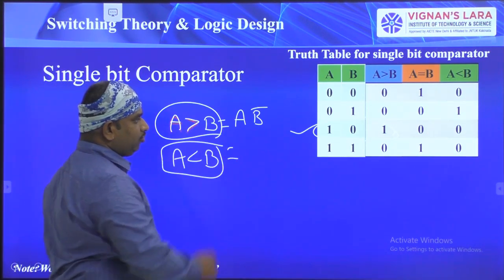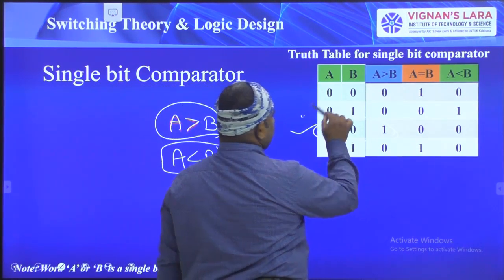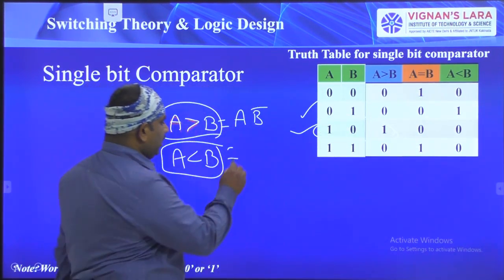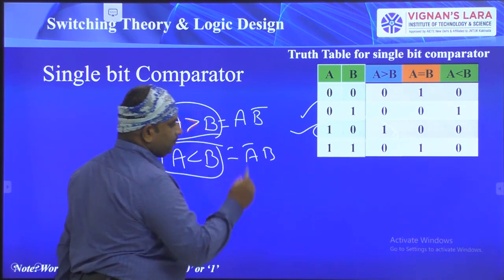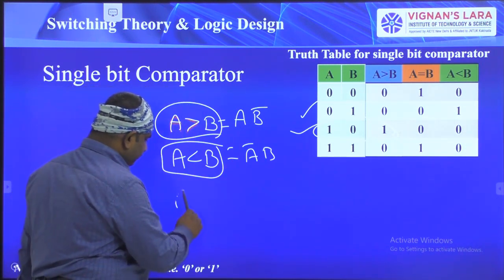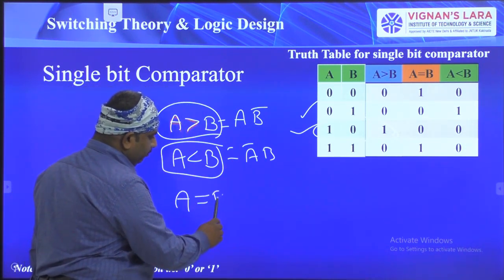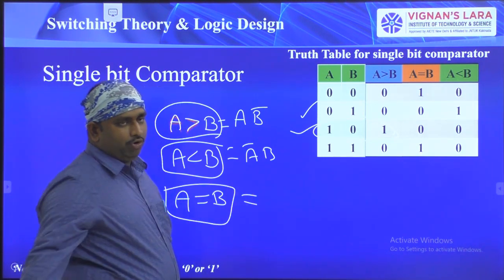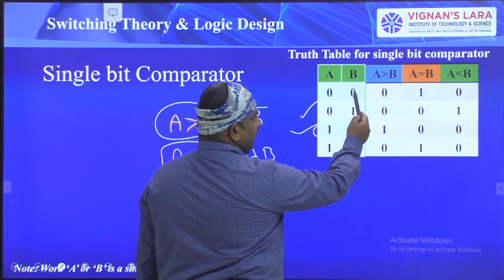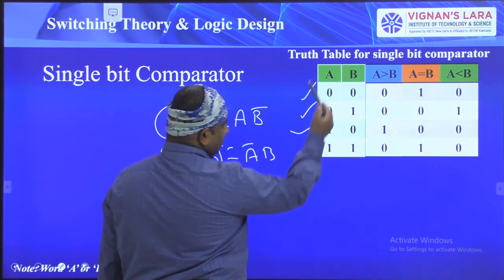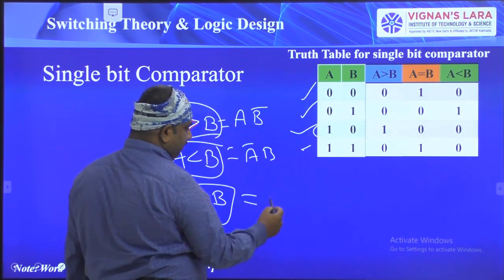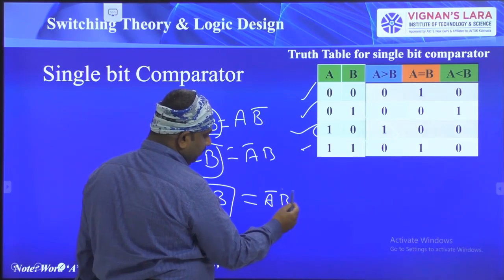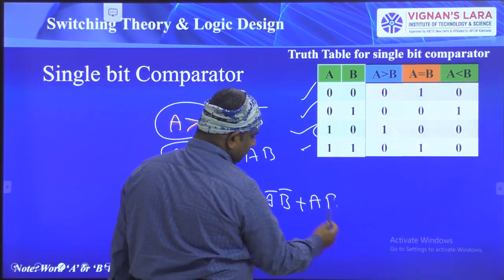So check that second combination. This is the situation, that is A bar B. Next, the third situation, A is equal to B. This is the third combination. For this combination, what is the output? See here, AB plus A bar B. So this is the condition A bar B bar. This is the condition AB. So A bar B bar plus AB.